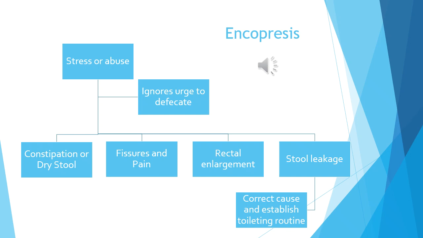The final GI disorder we're going to discuss is encopresis. Encopresis is a phenomenon that occurs in children when they ignore the urge to defecate. Children can ignore the urge for various reasons, but research shows that the most common reason is stress or abuse. Failure to defecate results in constipation, pain, fissure development, rectal enlargement, and stool leakage. Treatment involves correcting the cause and then reestablishing the toileting routine. Nursing care must be approached very sensitively in this situation.